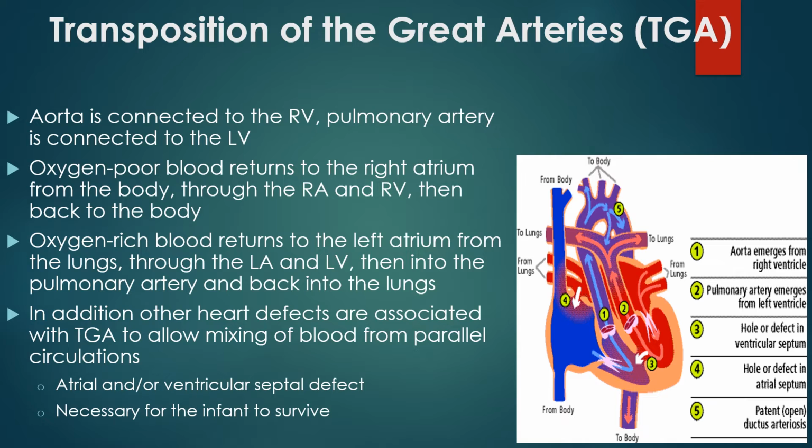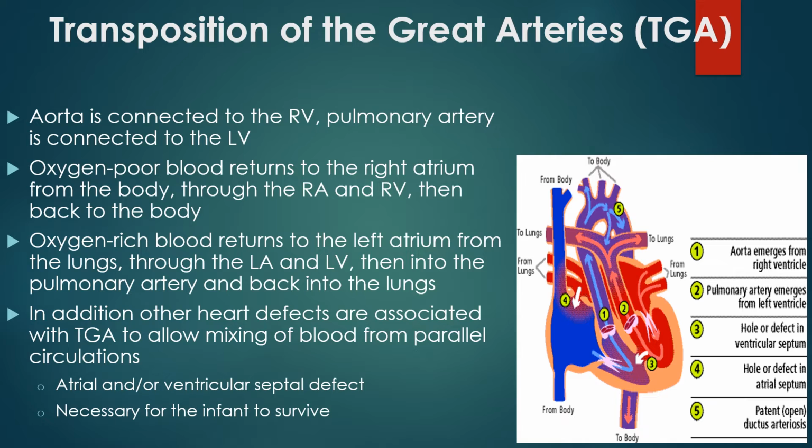Transposition of the great arteries is actually not that uncommon, but it's an extremely bizarre presentation. In transposition of the great arteries, also called transposition of the great vessels, the aorta and the pulmonary artery are each connected to the wrong ventricle. The aorta is connected to the right ventricle so that venous blood is carried to the body instead of to the lungs, and the pulmonary artery is attached to the left ventricle so the oxygen-rich blood is carried back to the lungs instead of to the body.